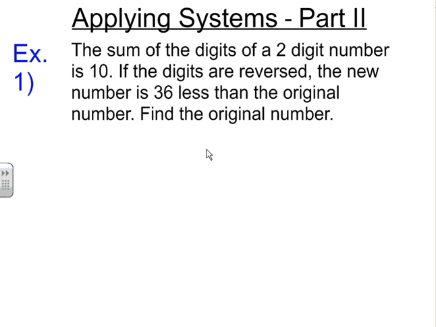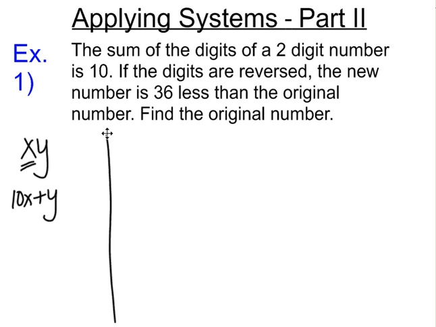So we look at this problem. The sum of the digits of a two-digit number is 10. Again, the number we're going to use as a two-digit number is xy. We know that the x is in the 10 spot and the y is in the 1 spot. The value of this happens to be 10x plus y. I'm going to draw a line over here so we can keep in mind what we have going on.